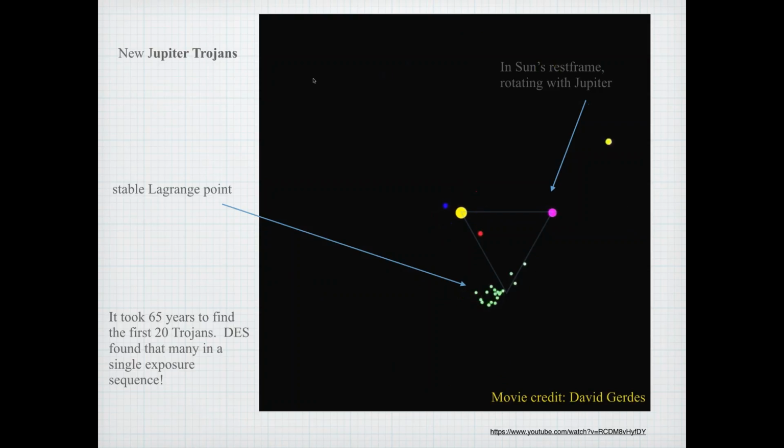And in actually one single observation that we made with DECam, we found 20 of them. And it took 65 years to find the first 20. So we've doubled this sample just in one night. So this was kind of interesting.